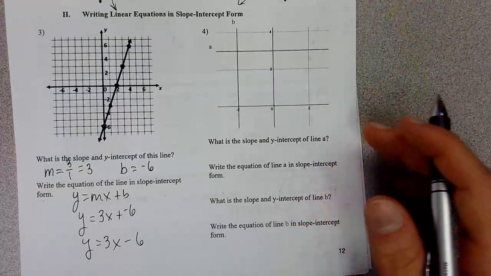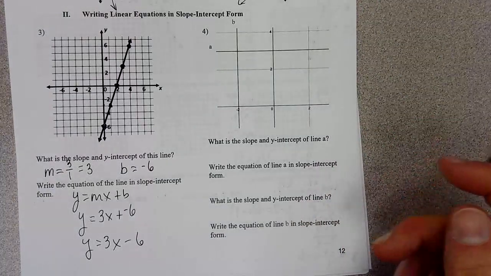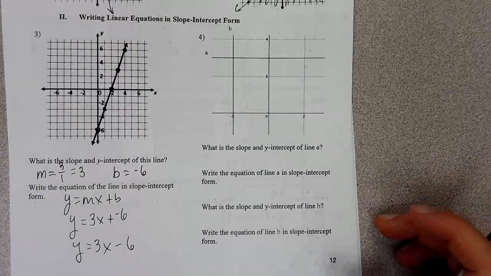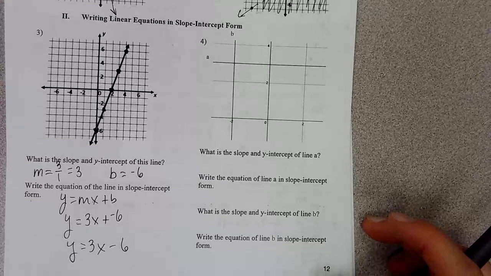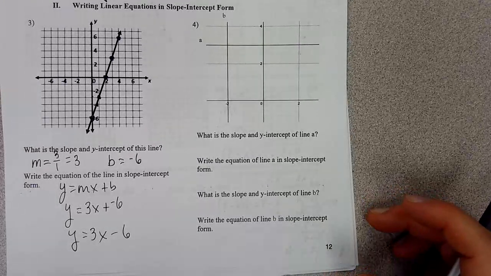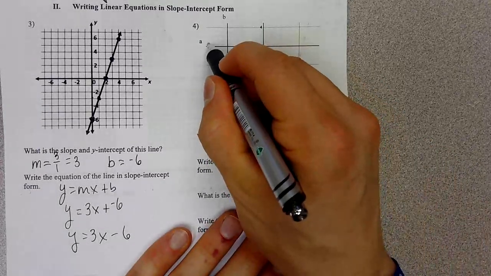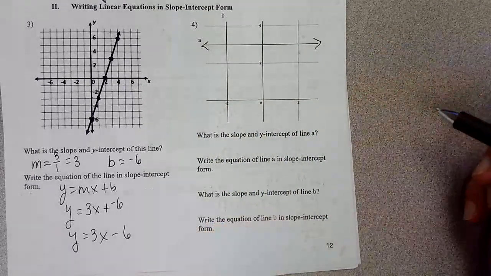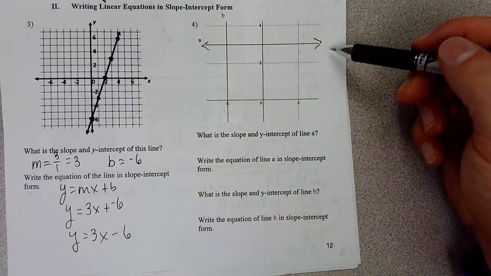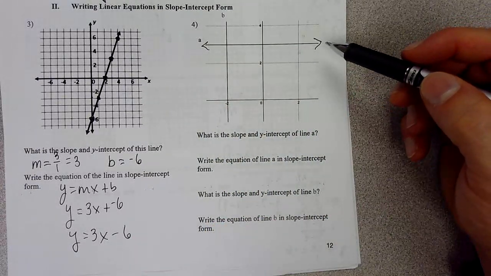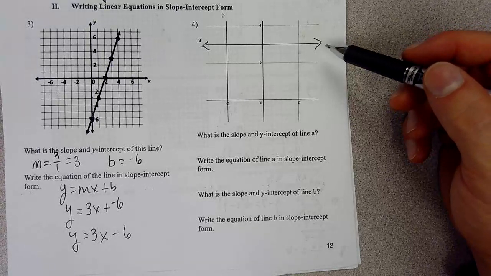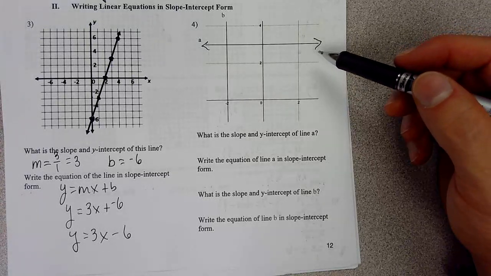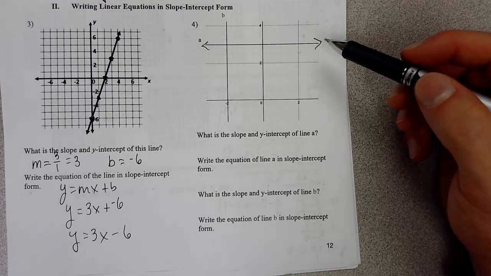Okay, moving on to number 4. It says, what is the slope and y-intercept of line A? Line A, I know it's kind of tough to see, is this line right here. Now, using just a verbal description, we would say this is a flat line, or a horizontal line. So what is the slope and y-intercept?